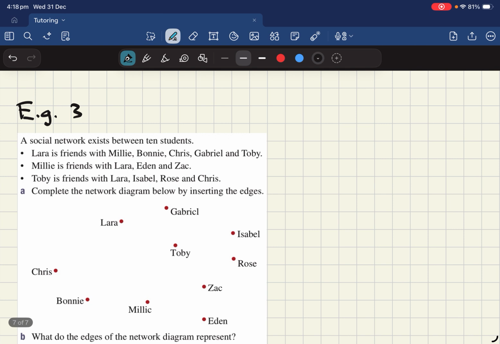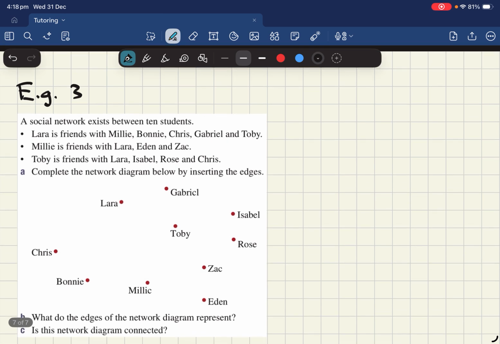Now, one more example. We're going to really practice drawing up a network diagram. Now, this is that example I gave in the very first video here, a social network. We're talking about basically friends that are connected to one another. Okay, so we're going to basically draw up this social network given these 3 dot points that they've told us. Now, it's saying that Lara is friends with Millie. Let's make these straight lines. I'll do it in a different color. Lara is friends with Millie.